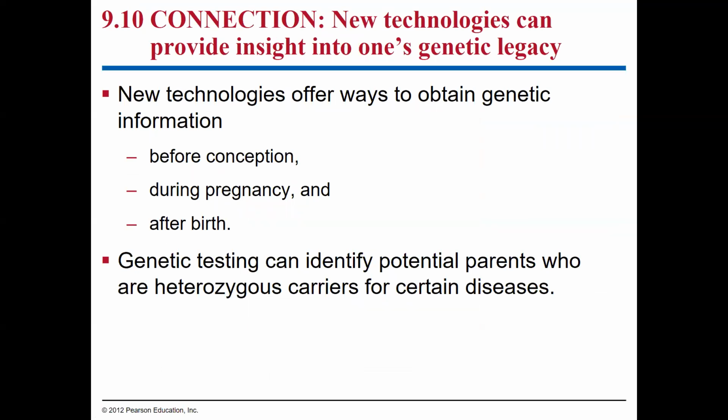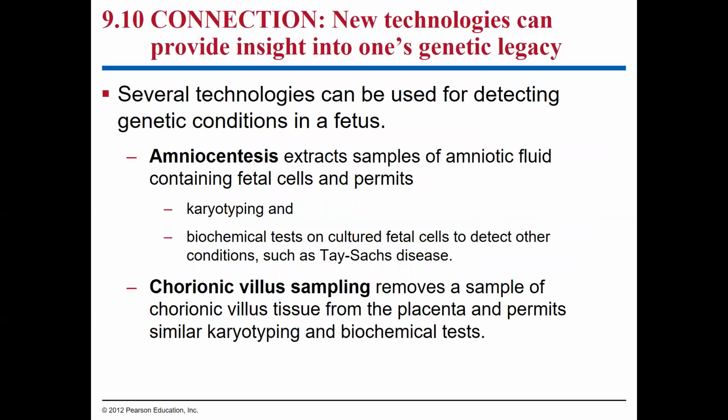And one way you can overcome these things is actually to test to see if you are a heterozygous carrier. There is technology that can be used to obtain genetic information from before conception, during pregnancy, and after birth. Genetic testing can determine if you are a heterozygous carrier for a certain disease. And there are several technologies that can be used to test for genetic conditions in a fetus.